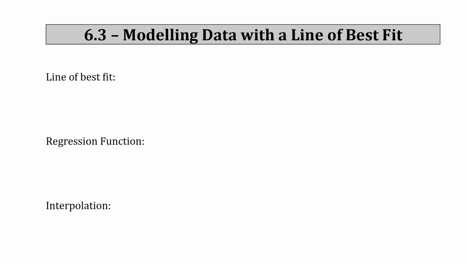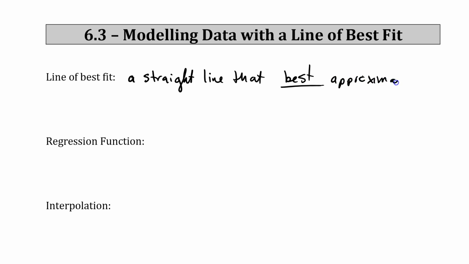6.3, modeling data with a line of best fit. So the line of best fit, if we were to define it, would be a straight line that best approximates a trend in a scatter plot.